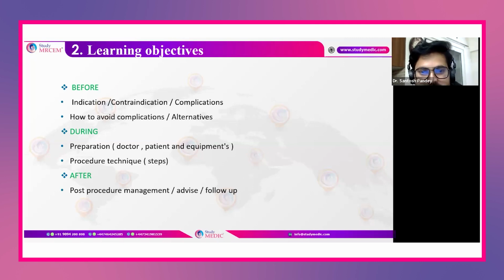Now, once you have explained everything, the important aspect which is usually missed in teaching is documentation. You have to tell your junior that whatever you have told the patient, whatever procedure you have done, you have to document each and everything. Okay, this is usually missed by most of the juniors while teaching in the station. So don't miss documenting everything you have told.